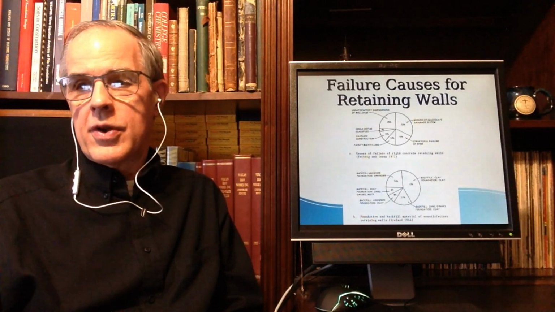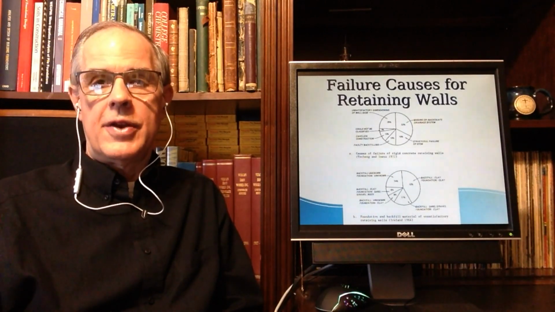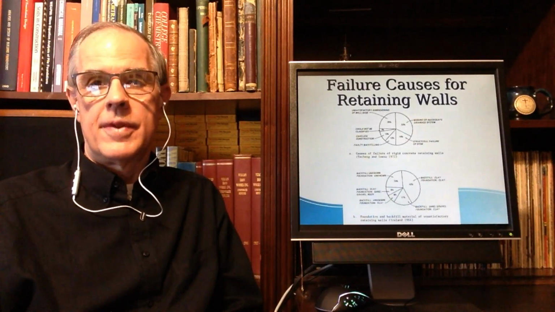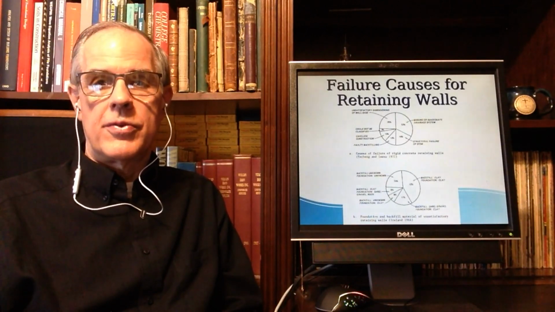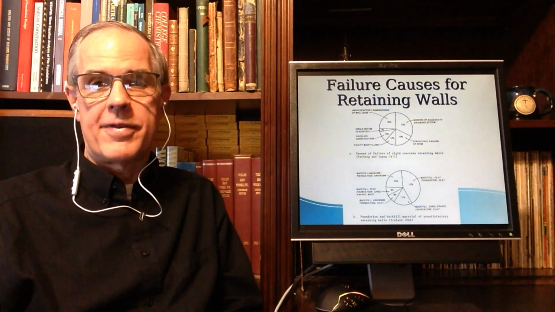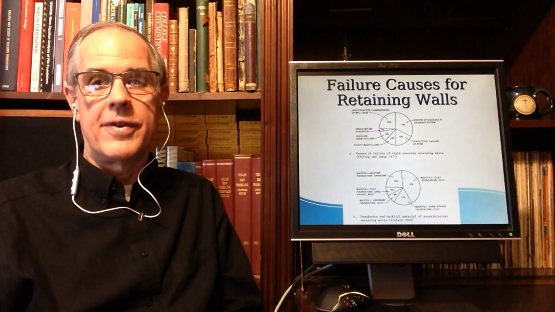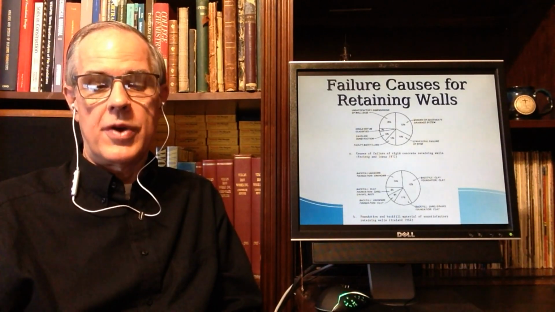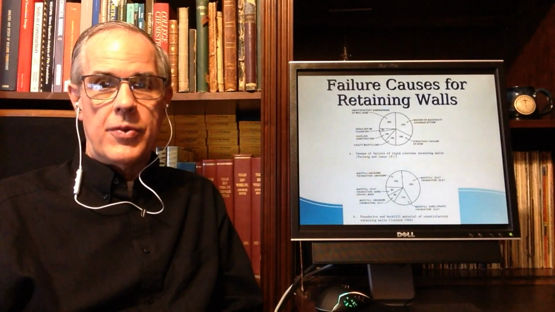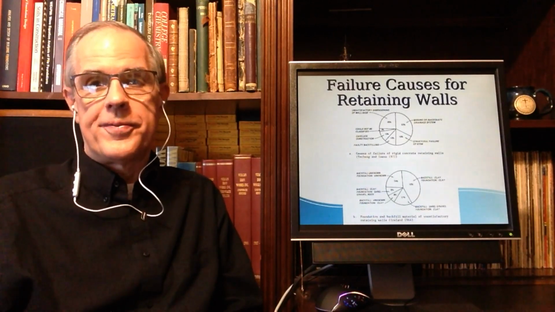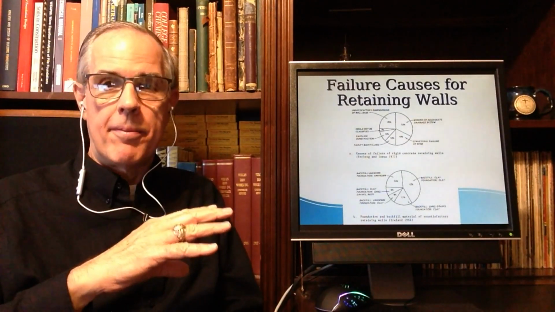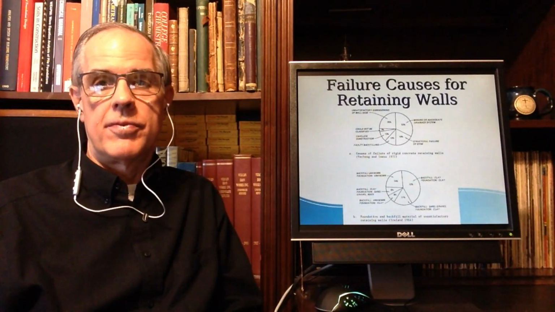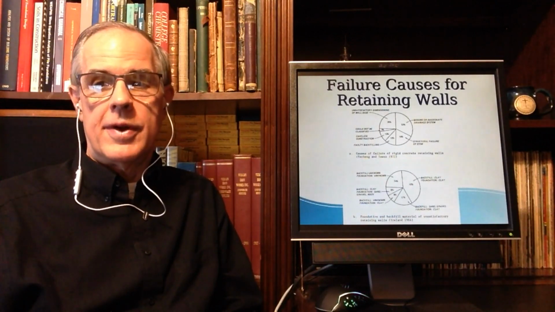The number one cause of failure in retaining walls is missing or inadequate drainage systems. And that's particularly true with walls with cohesive backfills. I told you earlier that cohesive backfills are not a good idea because with a cohesive backfill, you have water build up on the back of the wall, and you get unbalanced hydrostatic forces. That's number one.